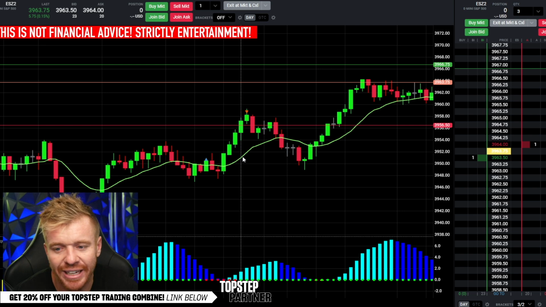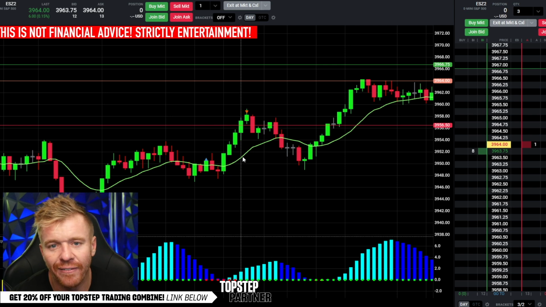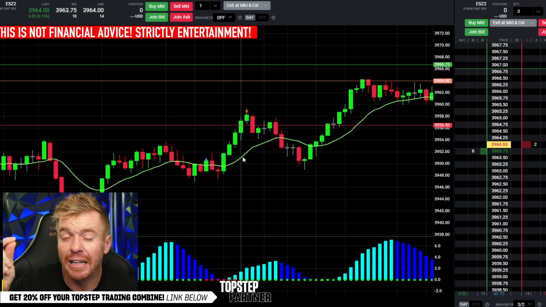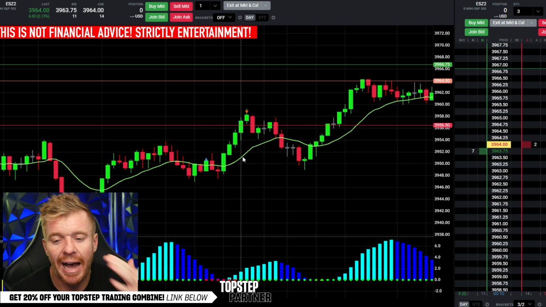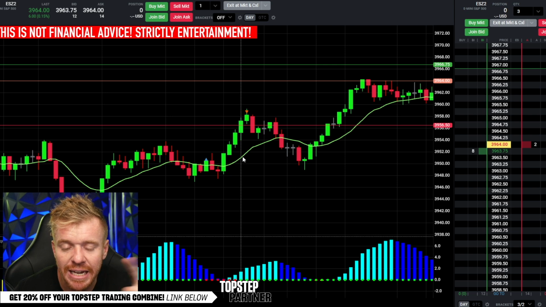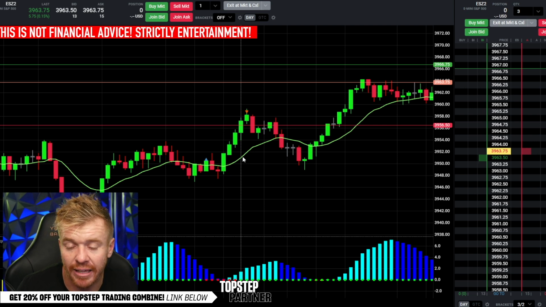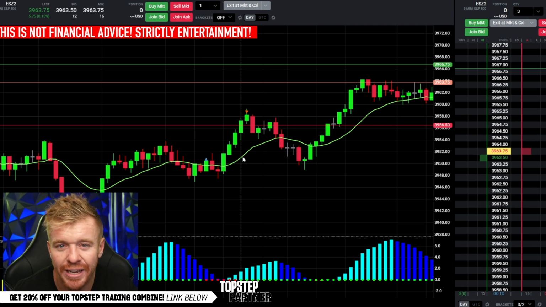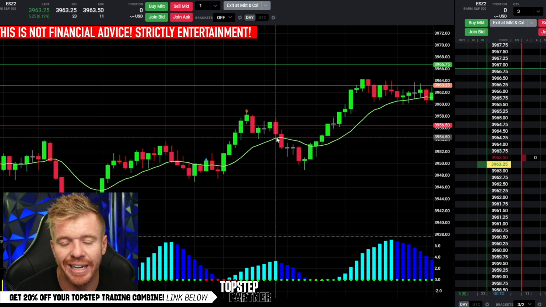We have the 13 EMA. Why do I like the 13 EMA? I think the 13 EMA is a little slower than the 9 EMA, but a little faster than the 21, or the 15, obviously. So I think it's a really good medium spot between the 9 EMA and the 21 EMA. And I like those two indicators because the 21 EMA and 9 EMA are very popular indicators that people are using. And you can see the yellow line here on the chart. This is the 13 EMA.